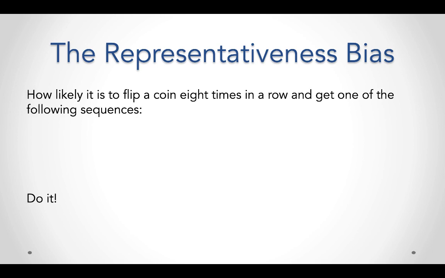How likely is it to flip a coin 8 times in a row and get one of the following sequences? All right. And I really want you to do it. So take a coin, flip it 20 times, and write down the sequences of heads and tails. Which one looks more random? Which one is more random?